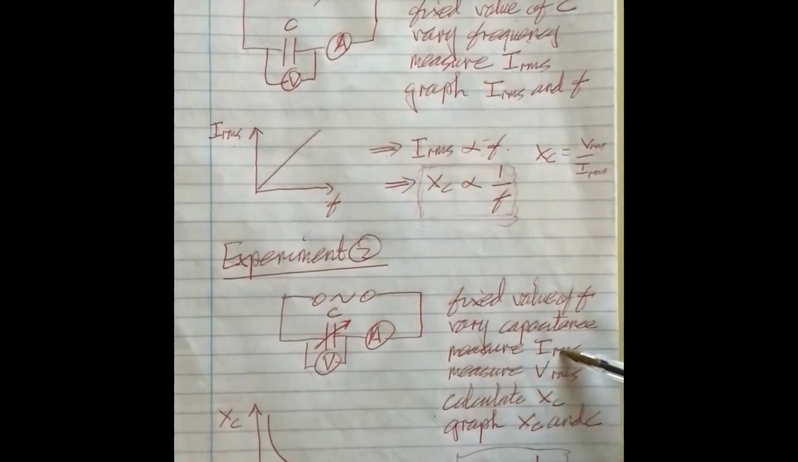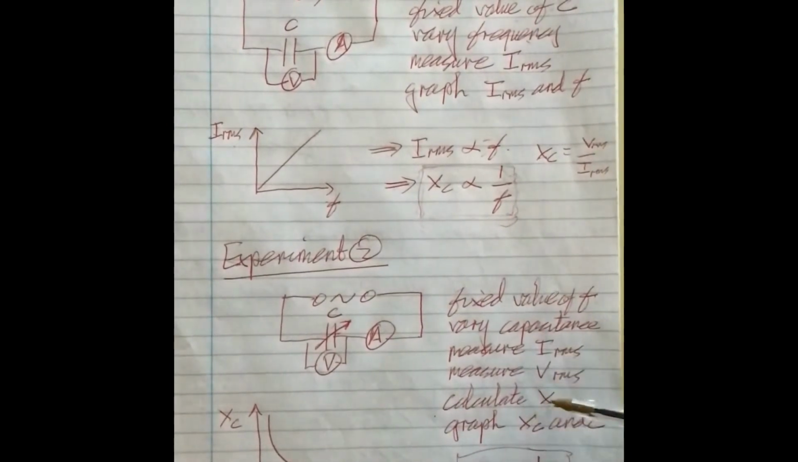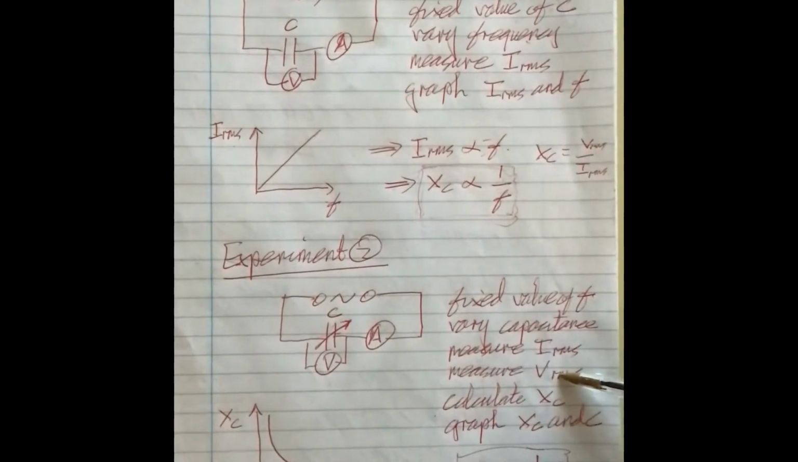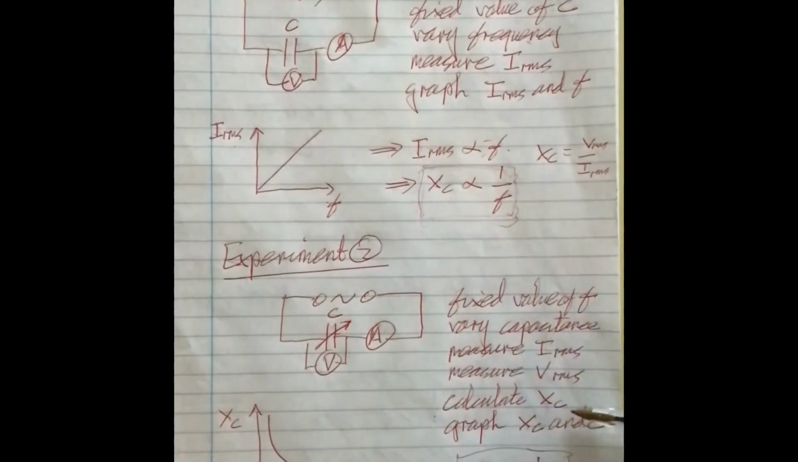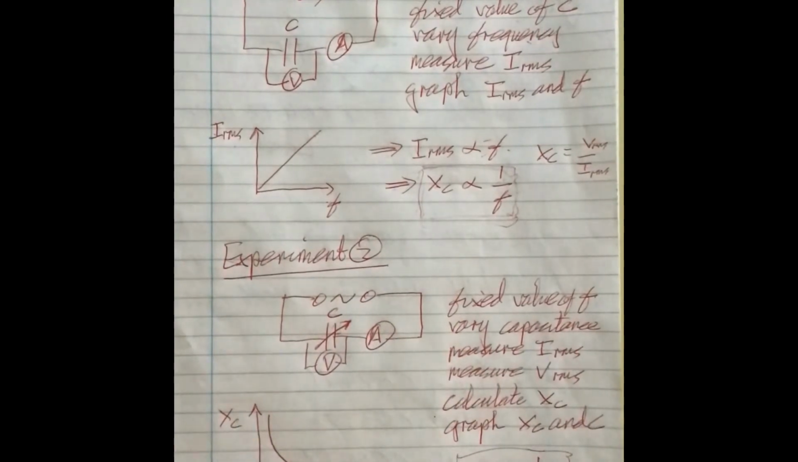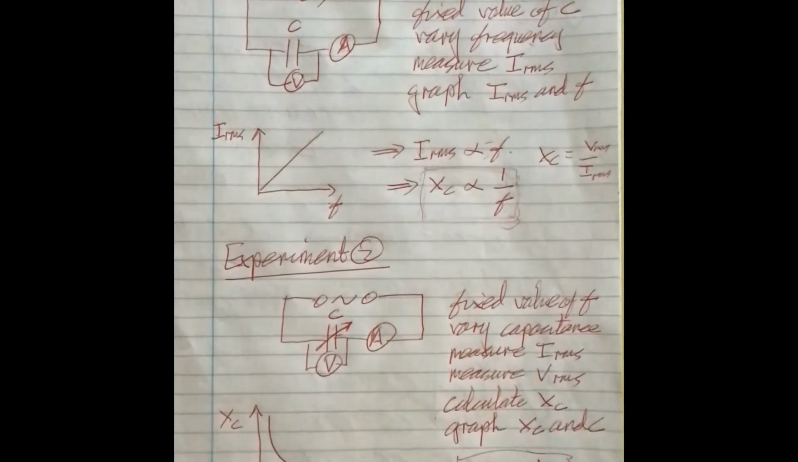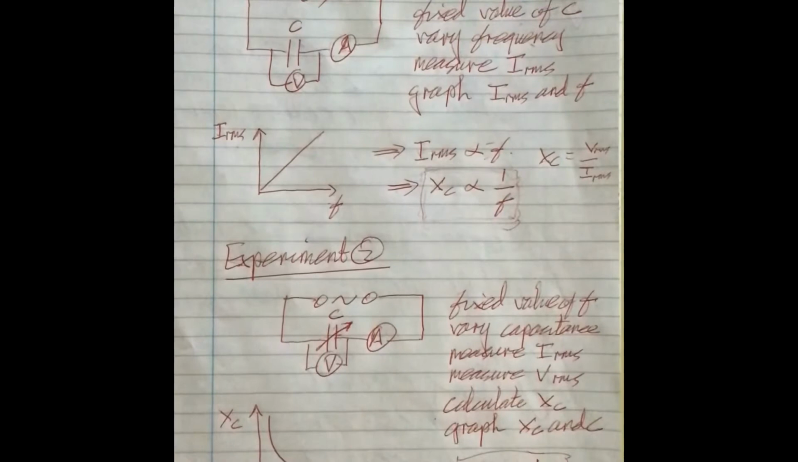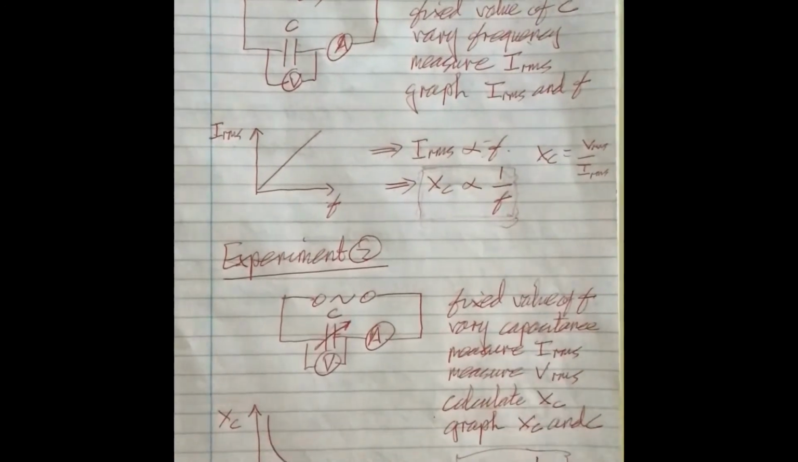We'd measure the current through the capacitor and the voltage across the capacitor for each different value of capacitance. That would allow us to calculate the capacitive reactance. Then if we graph the capacitive reactance and the values of the capacitors that we used here, we'd get a nice asymptotic inverse relationship there, which tells us that the value of the capacitive reactance varies inversely as the capacitance.